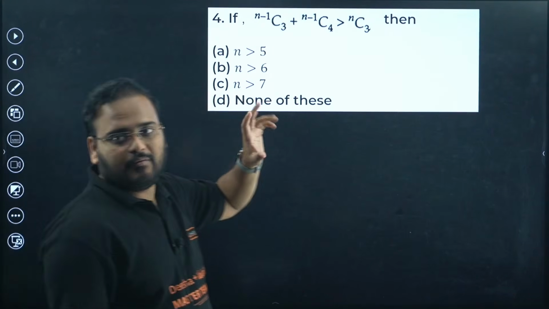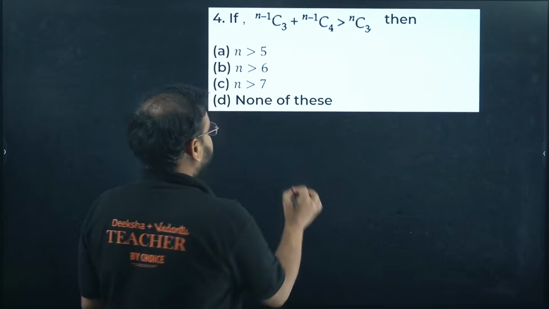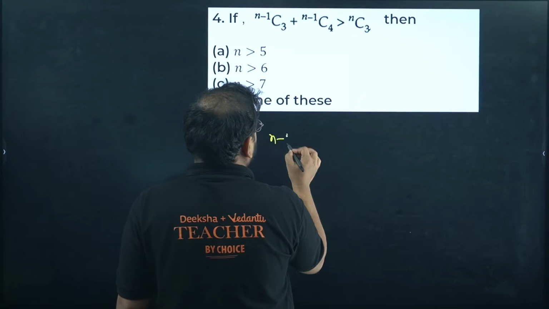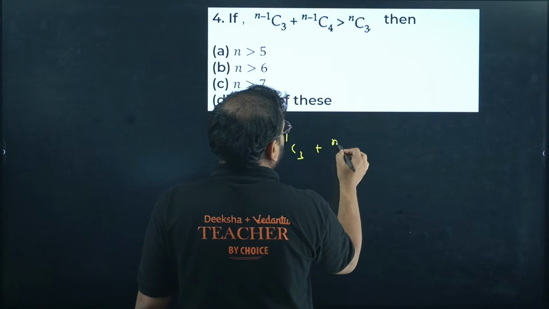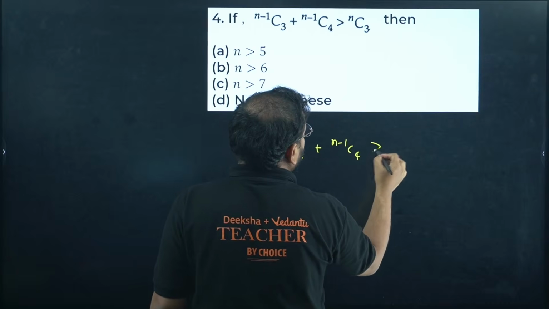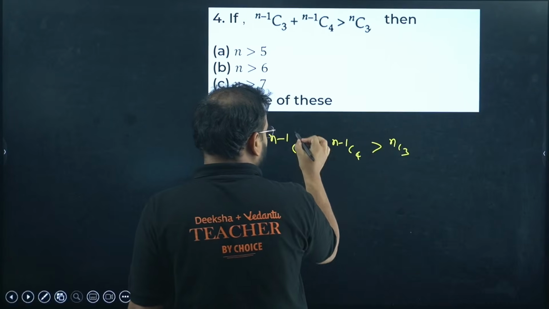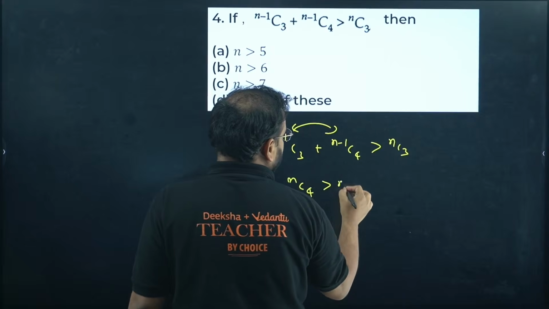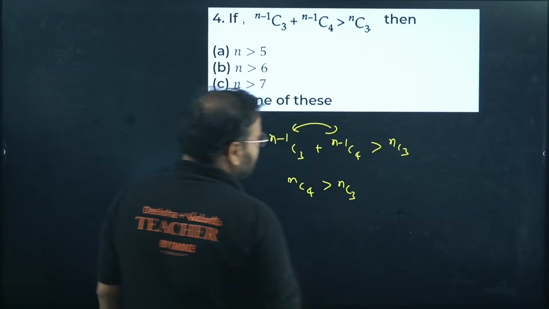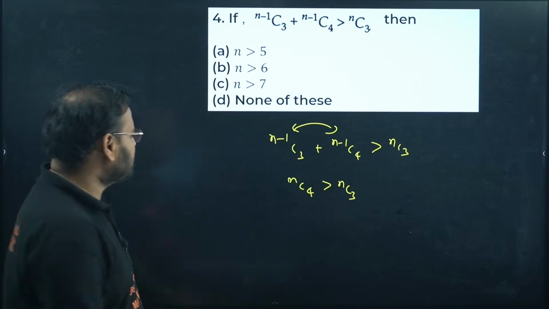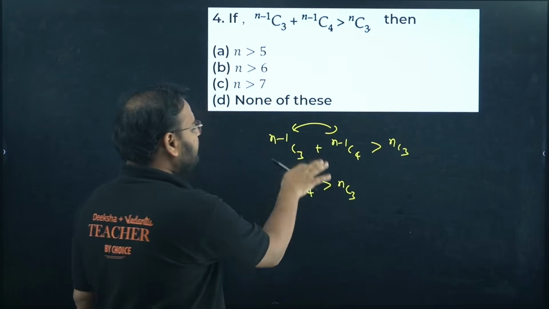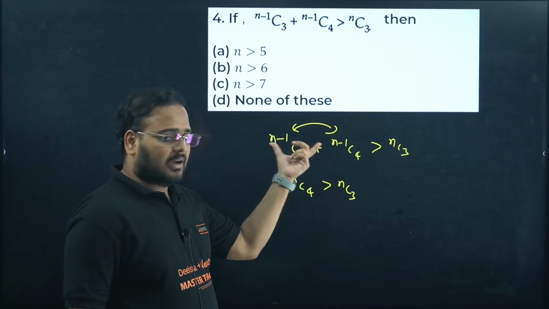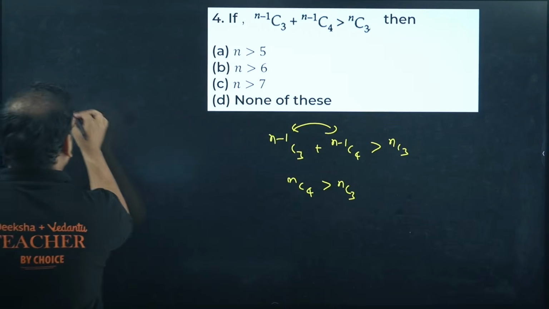Now, last question. A very important one. Have a look. If I have n minus 1 C3 plus n minus 1 C4 greater than nC3. We have a property for this. The property becomes nC4 greater than nC3. How come, sir? When did you teach this? Think about it. n minus 1, basically I'll show you one more thing over here. This is the combination.